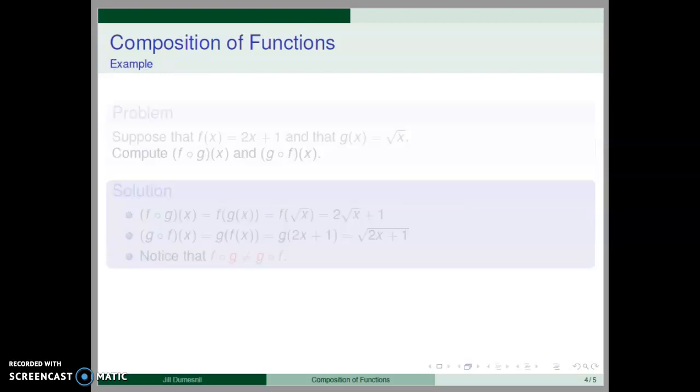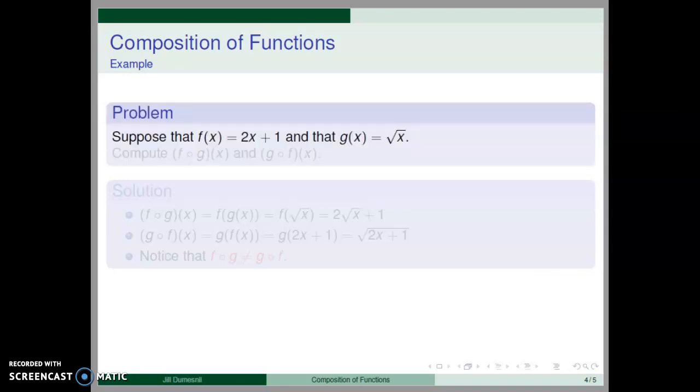As usual, let's consider a couple of examples to illustrate this new concept. Suppose that f(x) = 2x + 1, and that g(x) = √x. We want to compute both compositions, (f∘g)(x) and (g∘f)(x). We will apply our definitions.